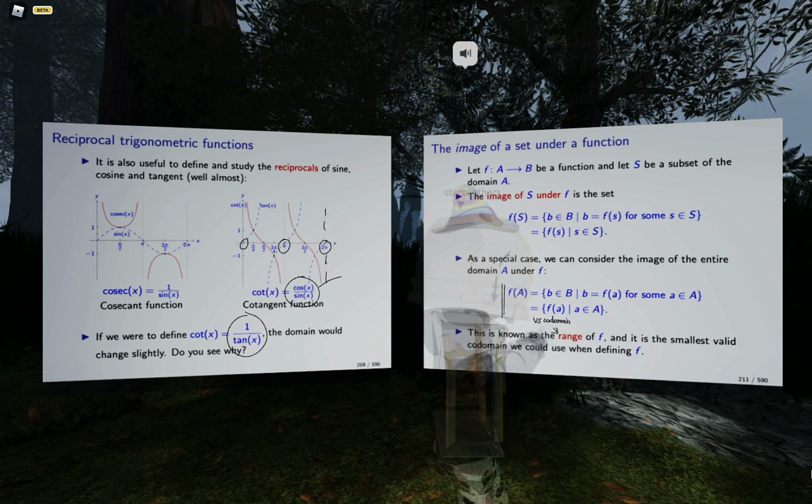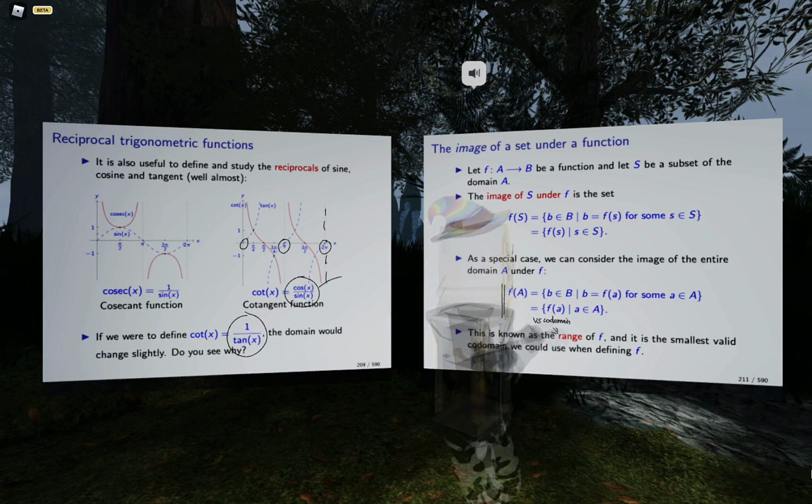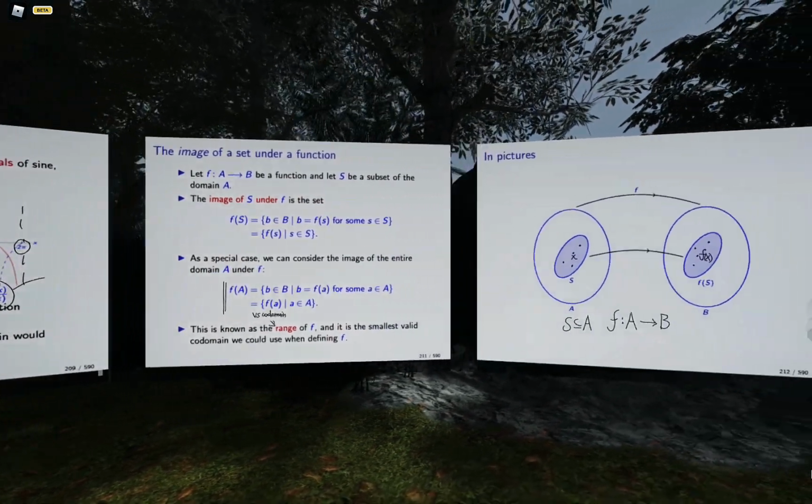Why do we ever care about the codomain? Why not just use the range? Well, I'll come back to that in a minute. For now, we'll just roll with it.